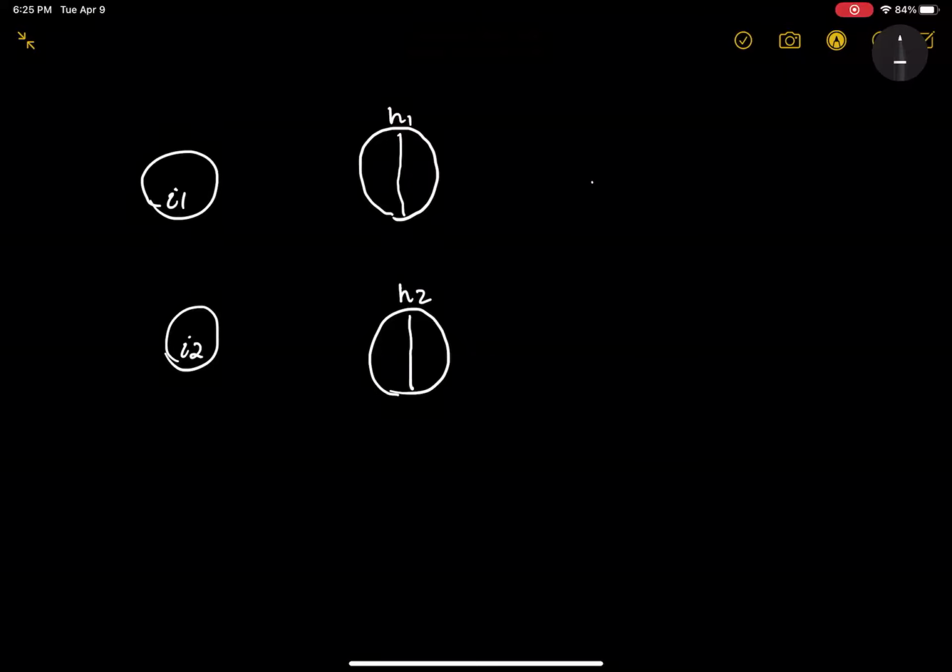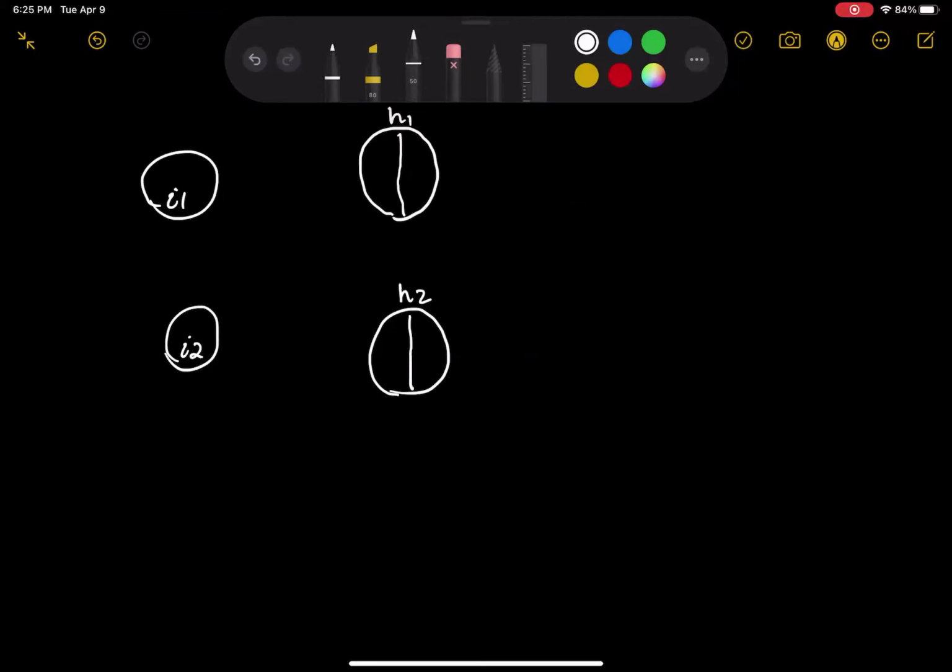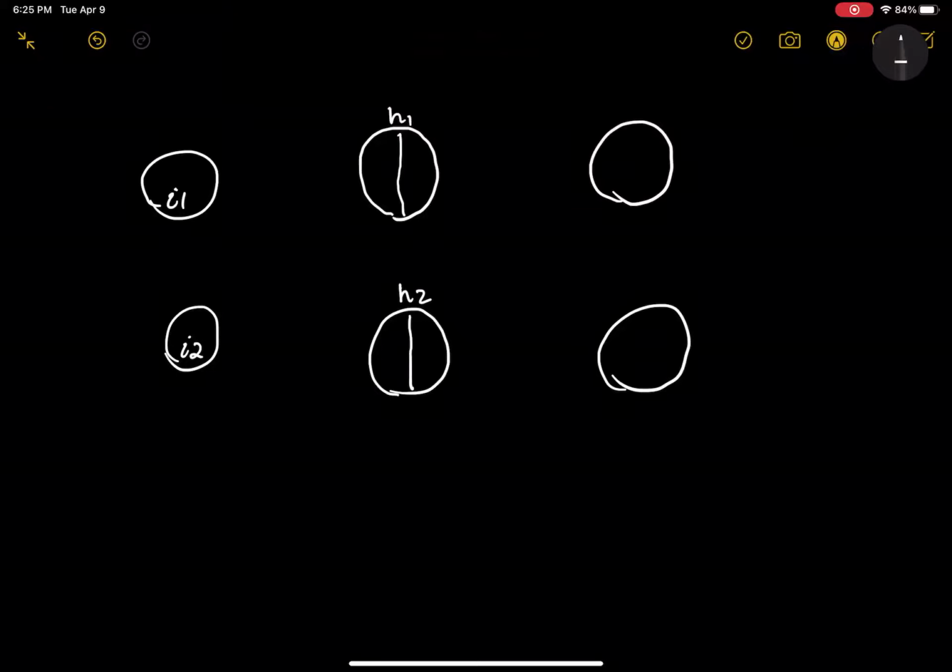And I'm going to put two outputs. The output, I'm going to treat exactly the same as the hidden layer. So I'm going to draw a larger circle for that. Oops. My circles are not quite circles, but that's fine.